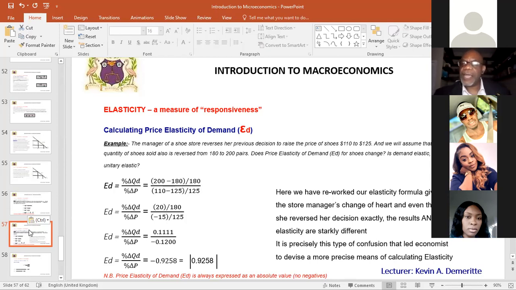So what we're saying is that here we have reworked our elasticity formula given the store manager's change of heart. And even though she reversed her decision exactly as she did before, the results and elasticity are different. If you're confused, you are not the only one who was confused by this. Economists, mathematicians, etc., for a long time, this does not make sense. You can't have this kind of confusion. Right? And it is precisely this type of confusion that made economists say, you know what, we need a better, more precise way of calculating elasticity. Because this current formula we have here is causing problems, it's causing confusion.